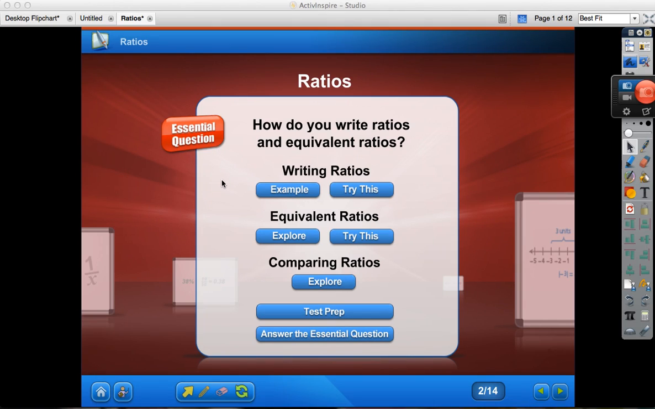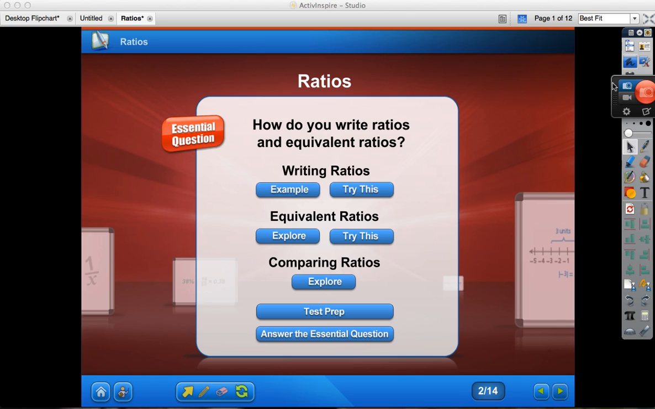Welcome to this lesson on ratios. Today we're going to talk about how to write ratios, equivalent ratios, and comparing ratios. The essential question for today's lesson is how do you write ratios and equivalent ratios? So by the end of the lesson you should be able to answer that question.